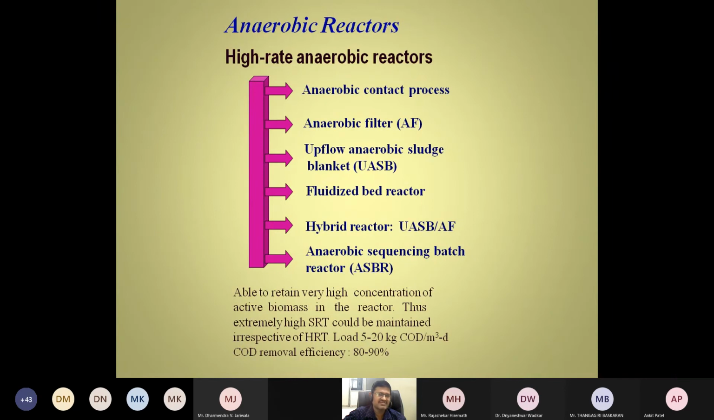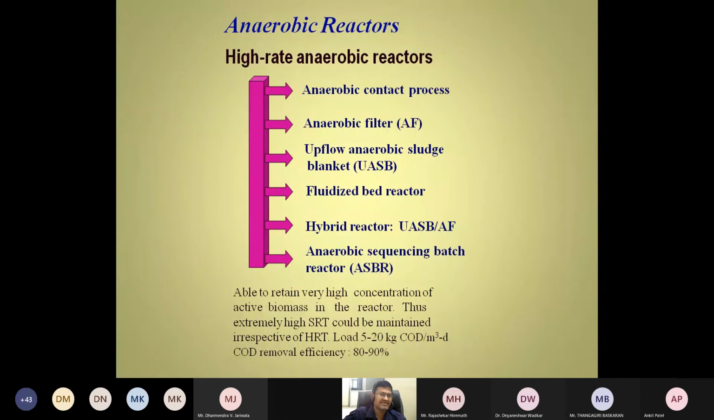And after this, the acids are converted by methanogenesis, by methanogenic bacteria, to methane, CH4. So these two processes are there. In anaerobic treatment, you have to see that carbon dioxide is generated and it will be there in the system because it is closed. So it is dissolved also in the system.